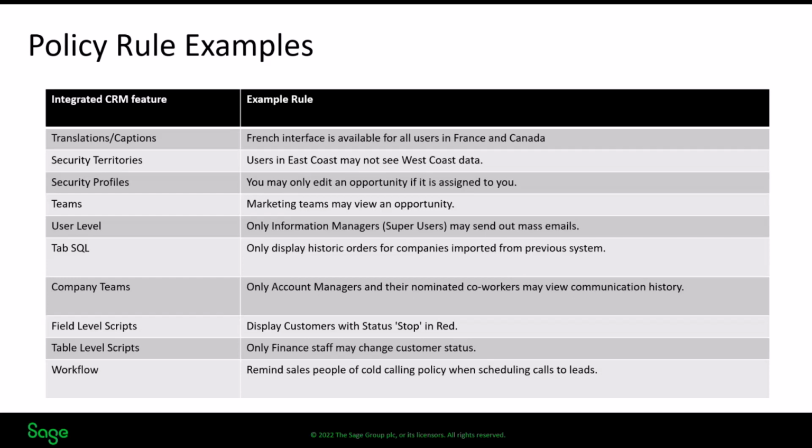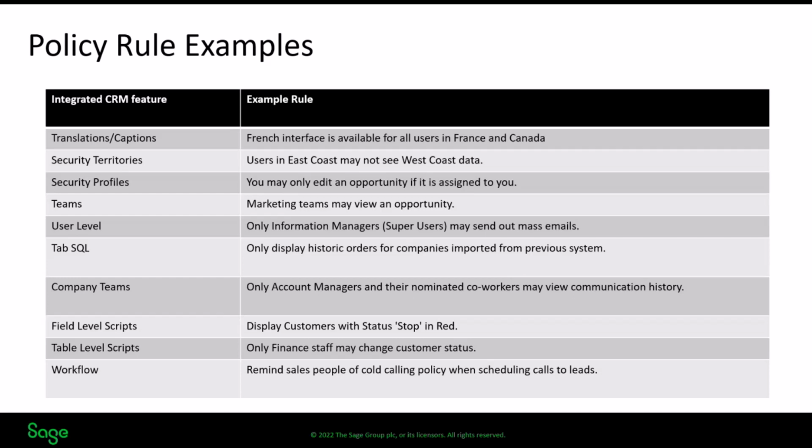You should be able to enforce strict cordons sanitaires between different departments so that users on the East Coast may not see the West Coast data. That's a policy. It's not in the nature of the data itself. It is how the organization is approaching that. It may want to have a security profile to say that a user can only see the information that is assigned directly to them.